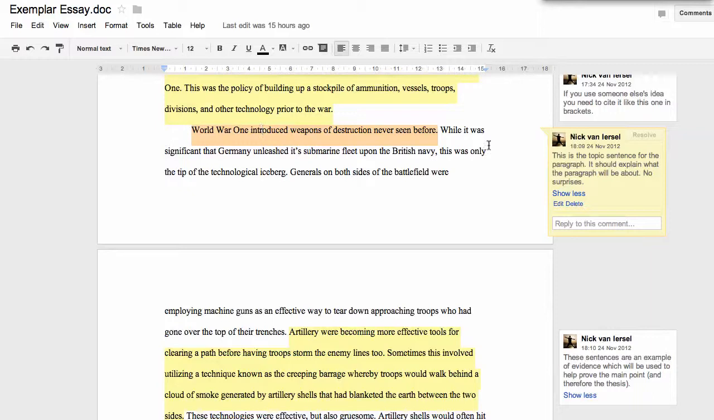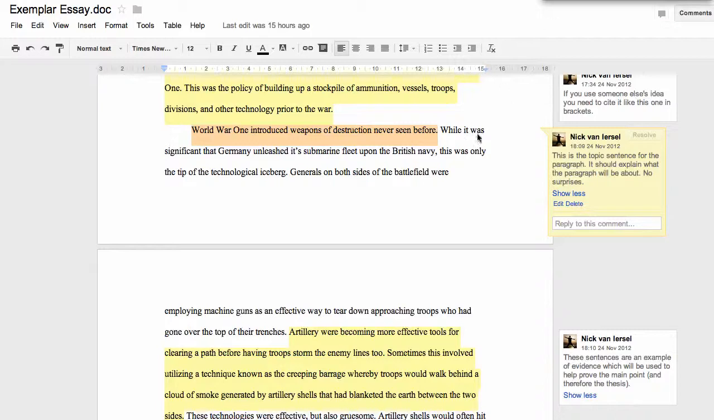Just want to point out a couple things. The first one is at the beginning of each of the body paragraphs, you'll notice there's going to be a topic sentence. This is an opportunity for you to also link in a transition from the last paragraph. So this one, building off the vocab paragraph, says World War I introduced weapons of destruction never seen before. Based on that sentence, the reader should be able to tell what you're going to be talking about. There shouldn't be any surprises.